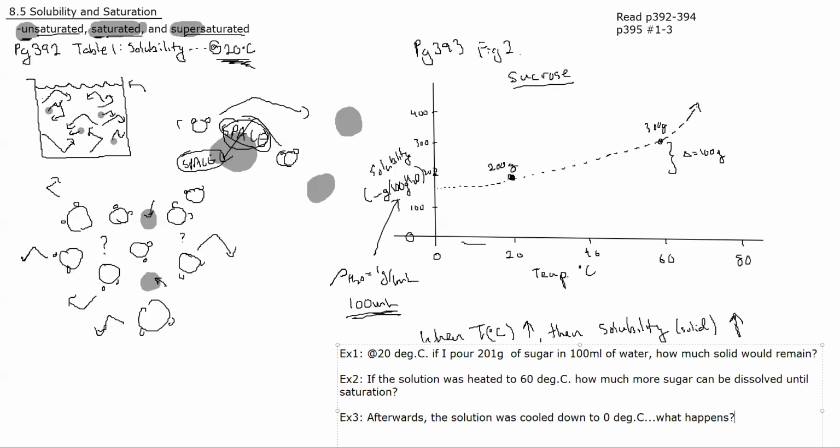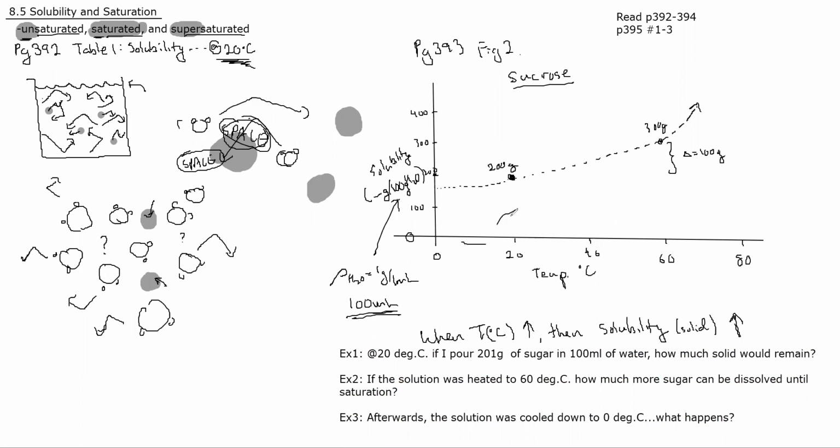And what happens? These are my 3 questions. So let's start with the first one. At 20 degrees Celsius, if I pour 201 grams of sugar in 100 milliliters of water, how much solid should remain? I'm jumping the gun here. Pause the video, answer all 3 questions if possible. I'm going to continue on, assuming you did pause the video.